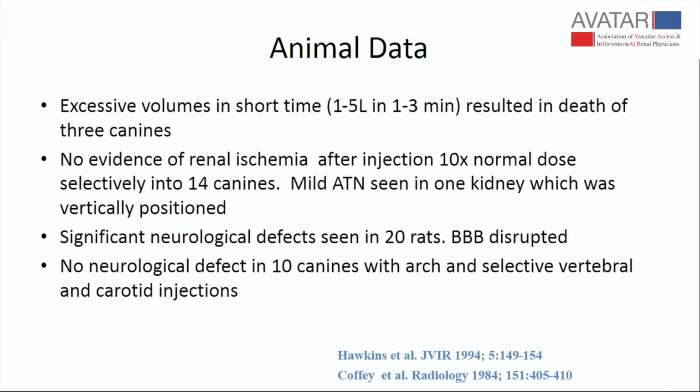So CO2 will tend to rise in the body. If you put it up, the gas will collect there and can prohibit blood from going into it. They saw significant neurological deficits in 20 rats because the blood-brain barrier was disrupted, but there were no neurological deficits in 10 animals when the arch and selective vertebrals and carotids were injected with CO2. So that was sort of the Hawkins animal safety data that was done in the early 90s.